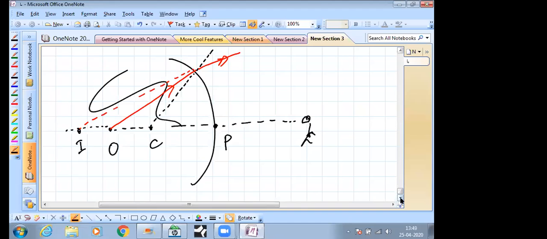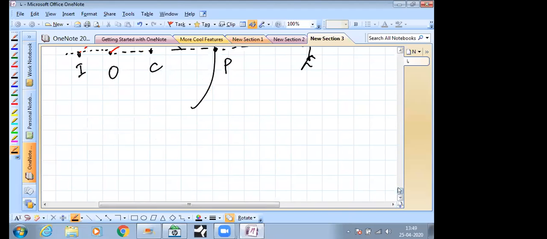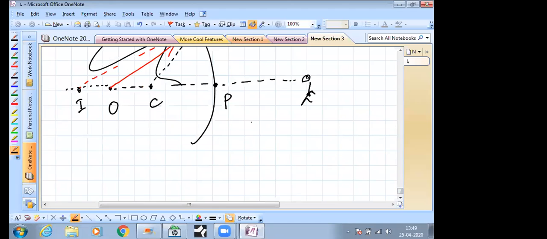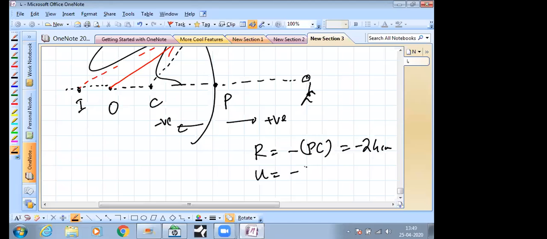Okay. So anyway, this time we're taking this side as positive, this side as negative. So we'll take the radius of curvature as minus, the position of the center of curvature is minus PC. So that is minus 24 centimeters. We'll take U as minus PO, which will become minus 32 centimeters. Okay. And V we want to find out, and it is refraction from glass to air.